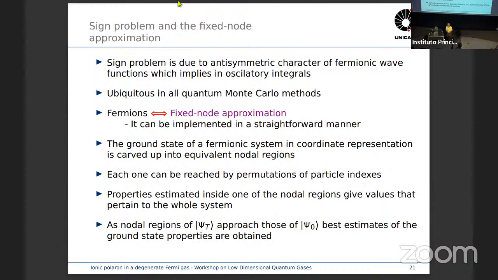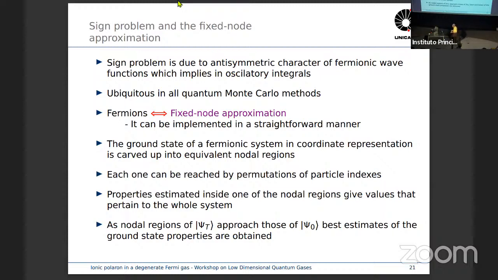The remedy for this is quite simple: the fixed node approximation. What is the fixed node approximation? Take a trial function and assume that the nodal regions of these trial functions are the ones that describe the system.